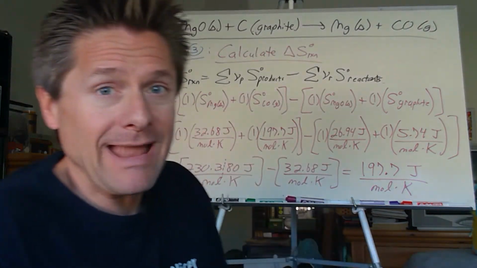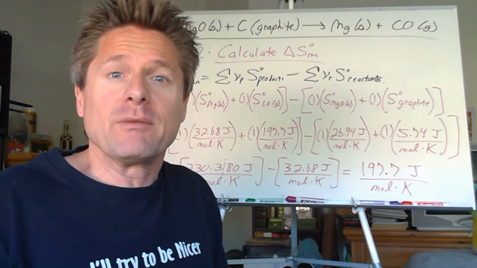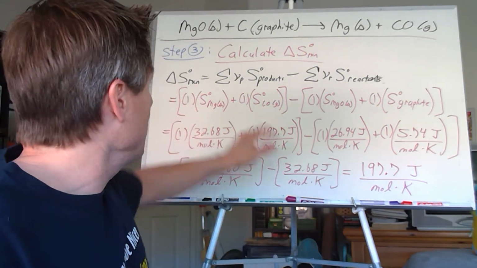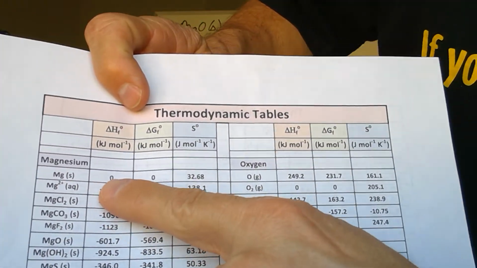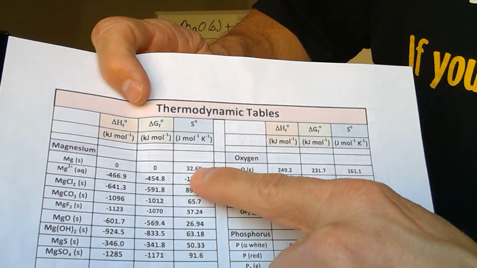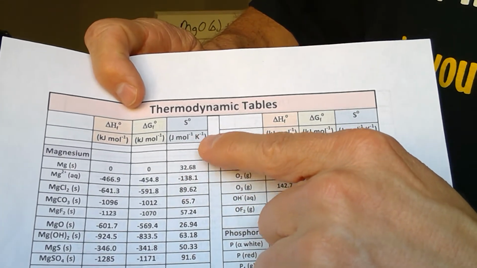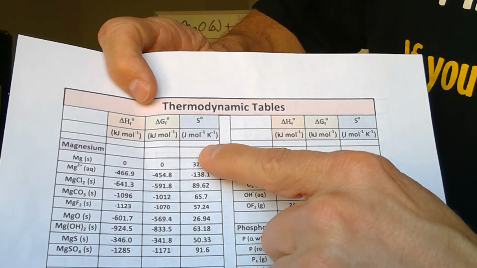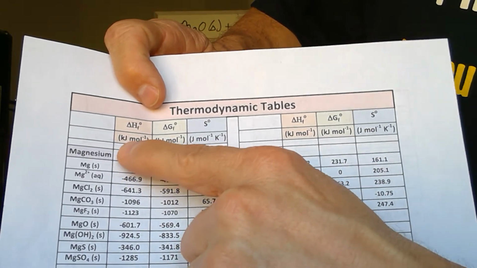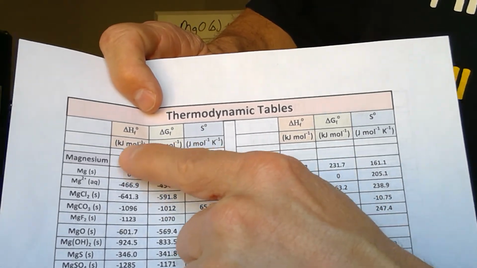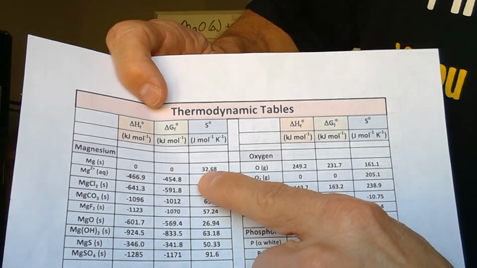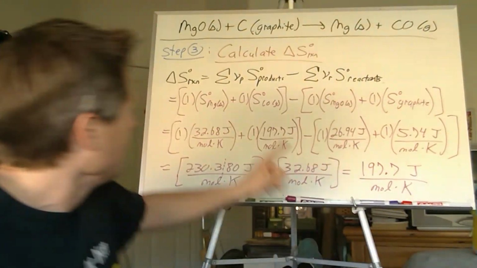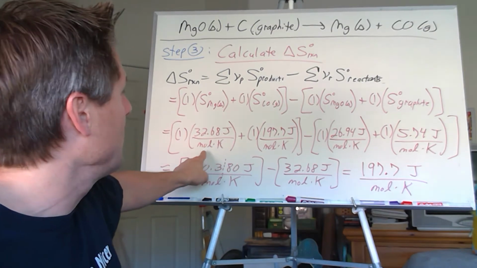All right, so let's look up the values. And remember, none of them are going to be 0. Okay, so let's look up the entropy for magnesium. Where's magnesium? See the zeros for the other ones there, but it's 32.68 joules per mole Kelvin, right? Not kilojoules. Delta H and delta G are kilojoules, but S is joules. Got to watch out for that. It's going to bite us in the butt if we don't. 32.68. That's why I put 32.68 joules per mole Kelvin.